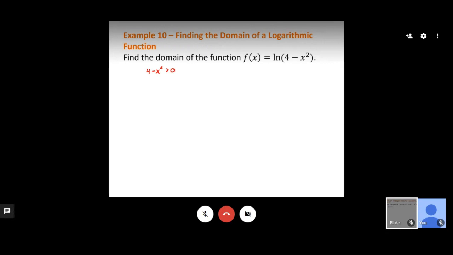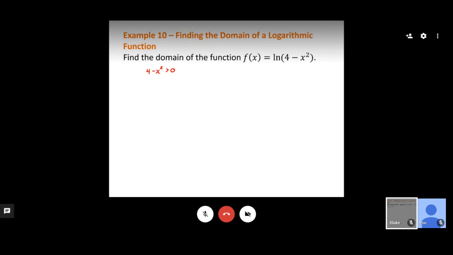Because we can't do this one based off of transformations, right? Because we have an x squared inside there. So we're just going to have to take everything inside the log and make it greater than 0. Now, how would we solve that inequality? Okay, so we could move the 4. What's the other way we could do this one?